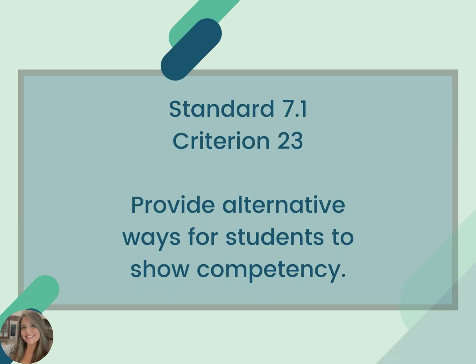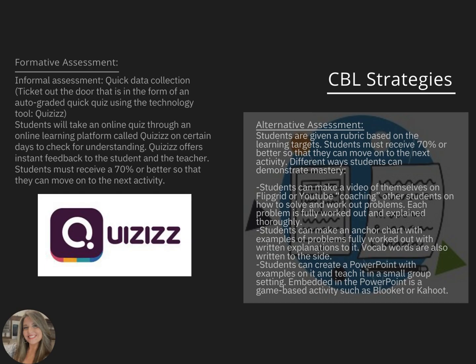Standard 7.1 Criterion 23 states: provide alternative ways for students to show competency. Through competency-based learning, I provided different ways where my students can show mastery. For formative assessments, I did informal assessment, which was quick data through quizzes. Students will take an online quiz and I could actually see where they're at. Students had to receive a 70 or higher. With that being said, if they score lower than a 70, they would have to have remediation or have one-on-one time with the teacher just to make sure that we can meet those needs.